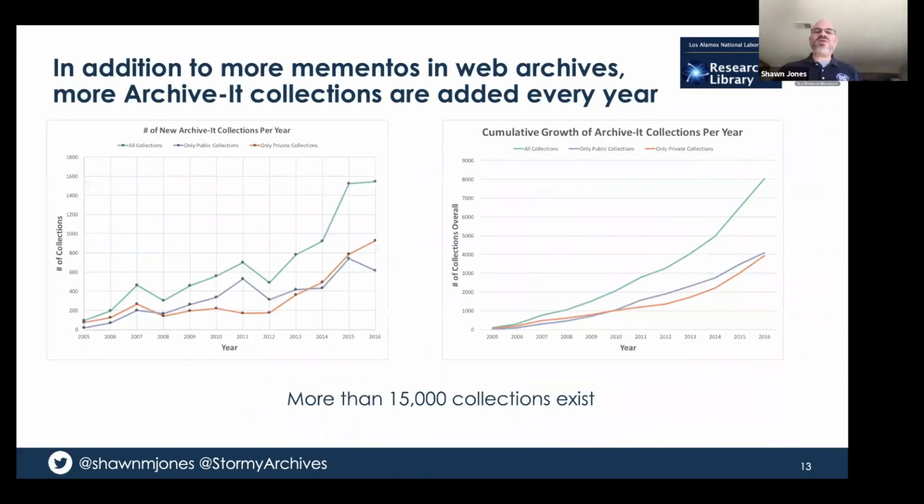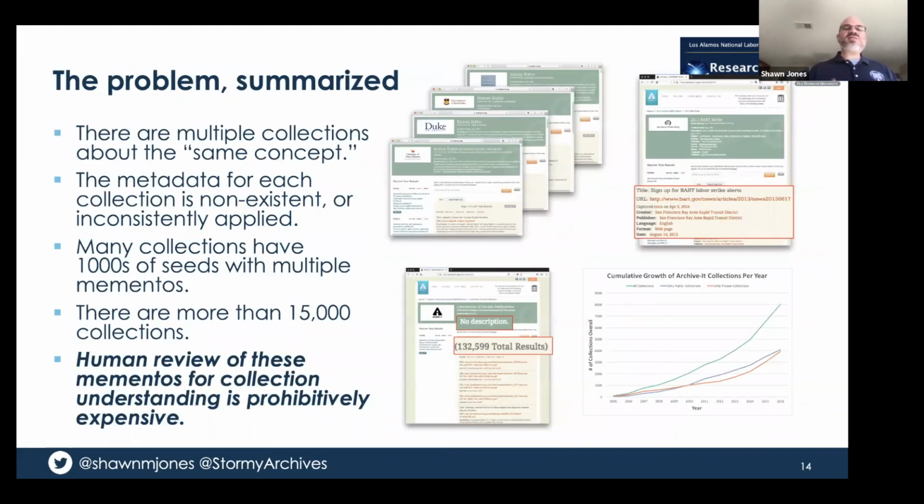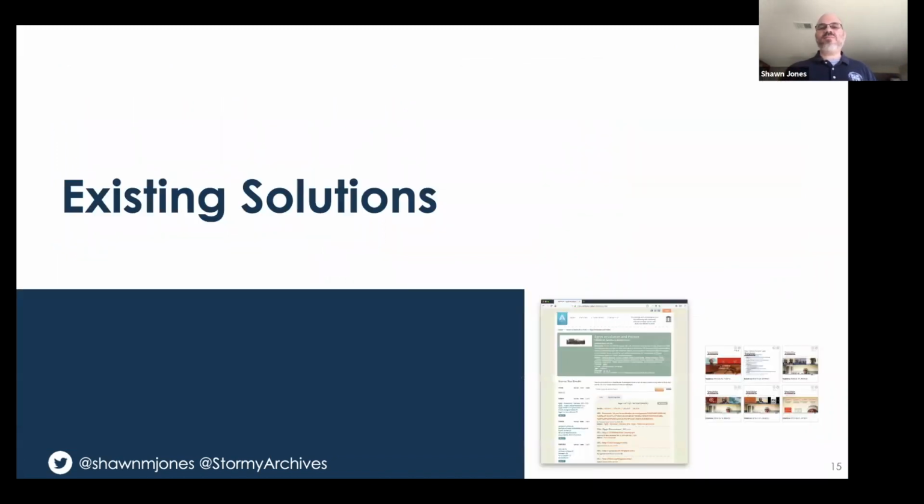And in addition to more mementos and web archives, more Archive.it collections are added every year. There's more than 15,000 collections at Archive.it. And the problem is that there are multiple collections about the same concept. The metadata for each collection is non-existent or inconsistently applied. Many collections have thousands of seeds with multiple mementos, and thus you get this multiplier effect of many collections, many seeds, many documents that one must go through. And human review of these collections, of these mementos for collection understanding is thus prohibitively expensive.